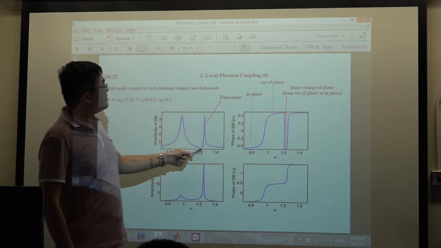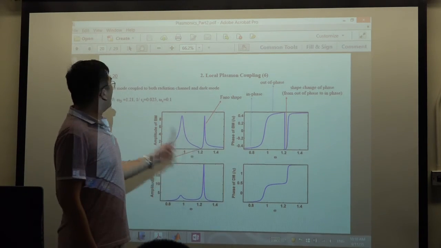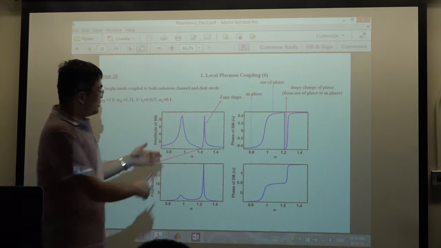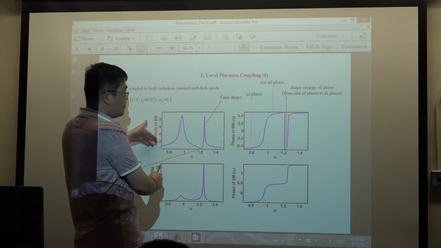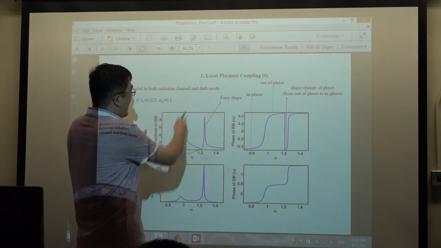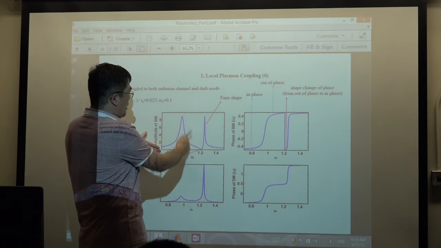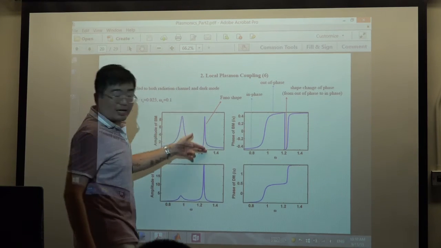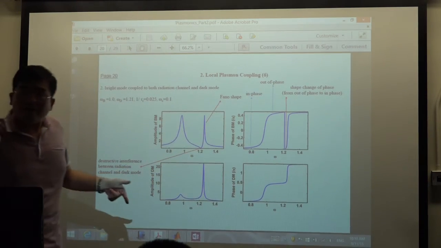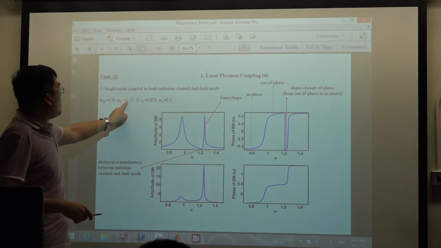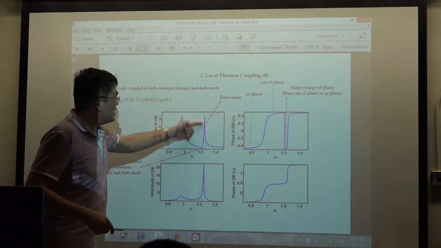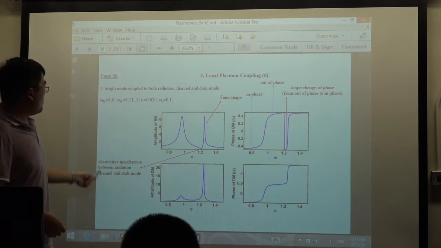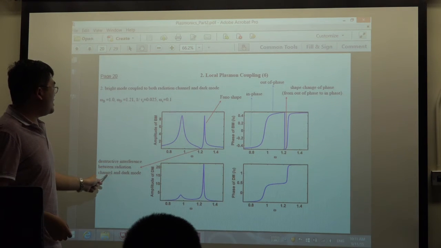But here this is special. It's a mode around 1.5, this is the mode for the dark mode. You can see this is the amplitude for the bright mode, and at the bright mode location it has almost no change in shape. But at the dark mode location it is 1.2, sorry, 1.2, and 2.2, because it has a Fano shape. It is part of the interference between the radiation channel and the dark mode.